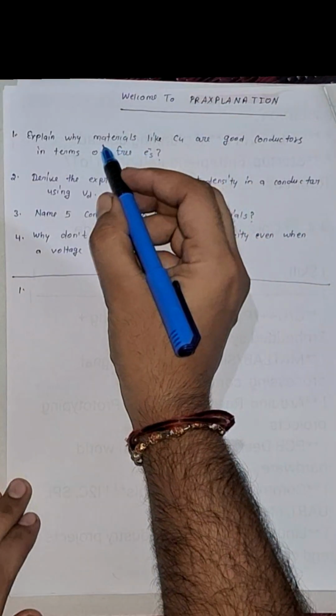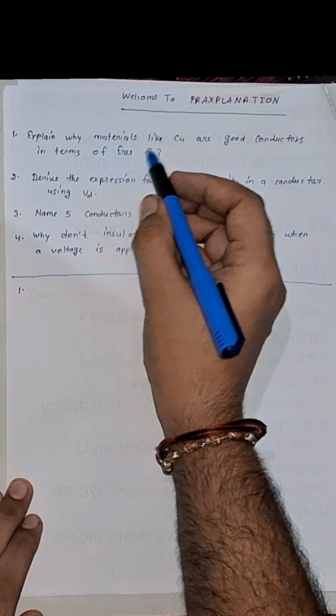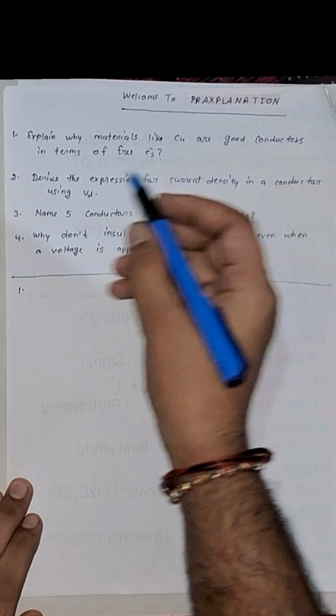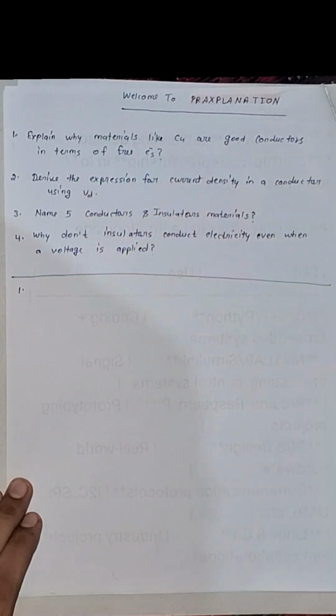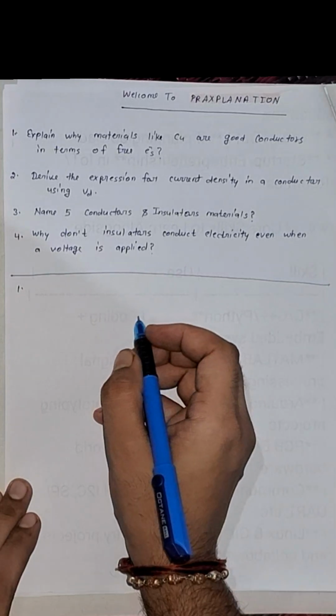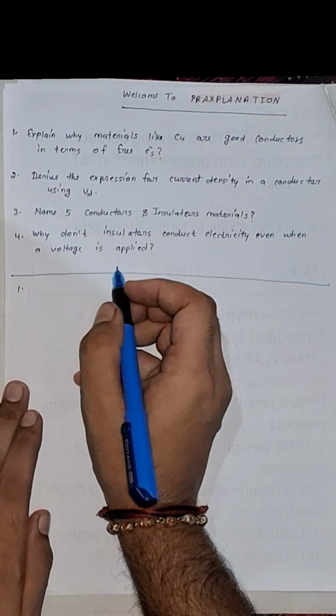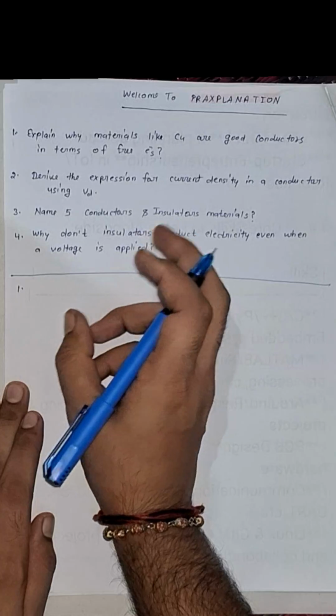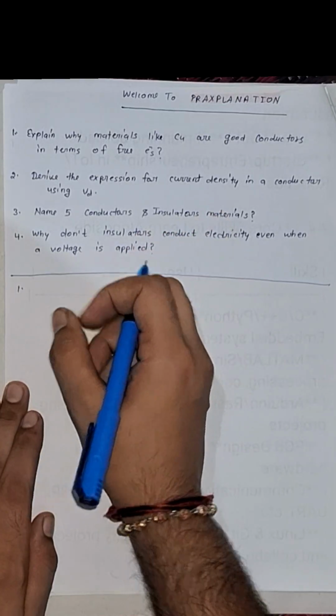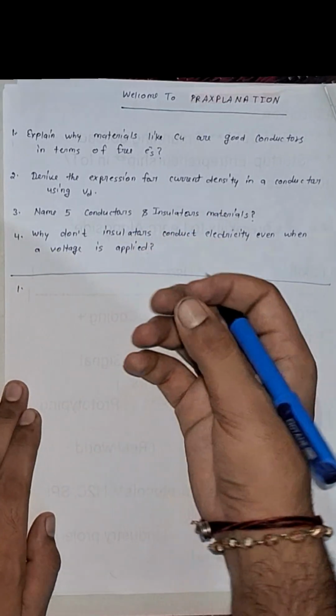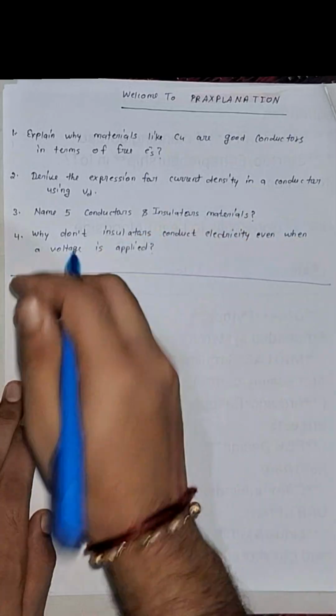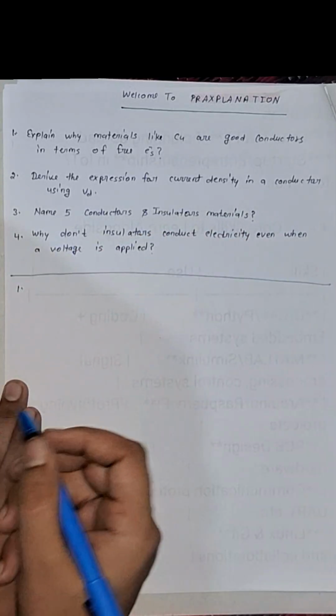So our first question is: explain why materials like copper are good conductors in terms of free electrons. Okay, now let's understand. In copper, the free electrons are free to move. There are no binding limitations. Therefore, they are good conductors. Now, you understand in a sufficient way.